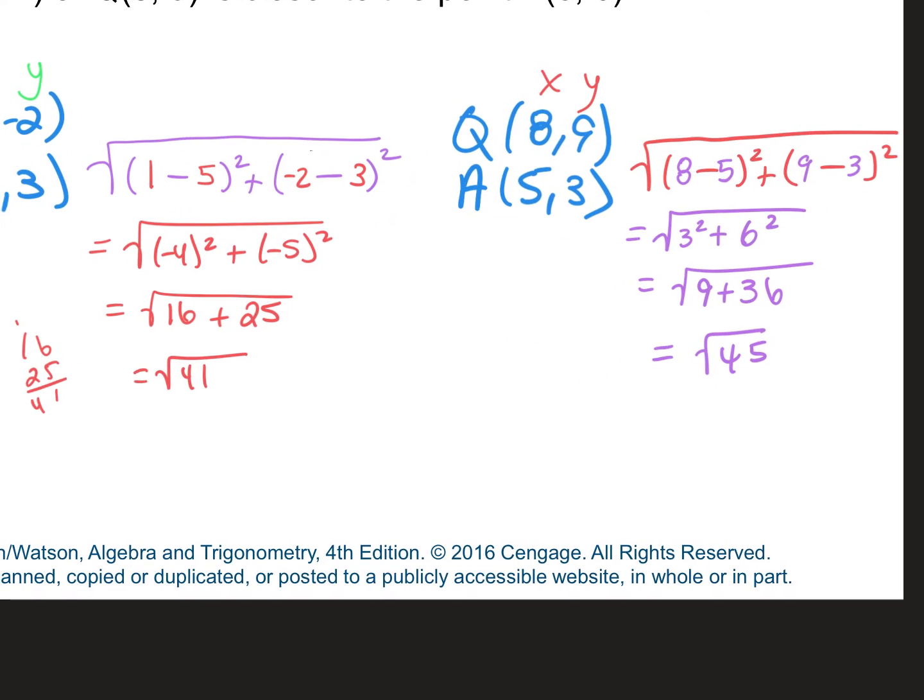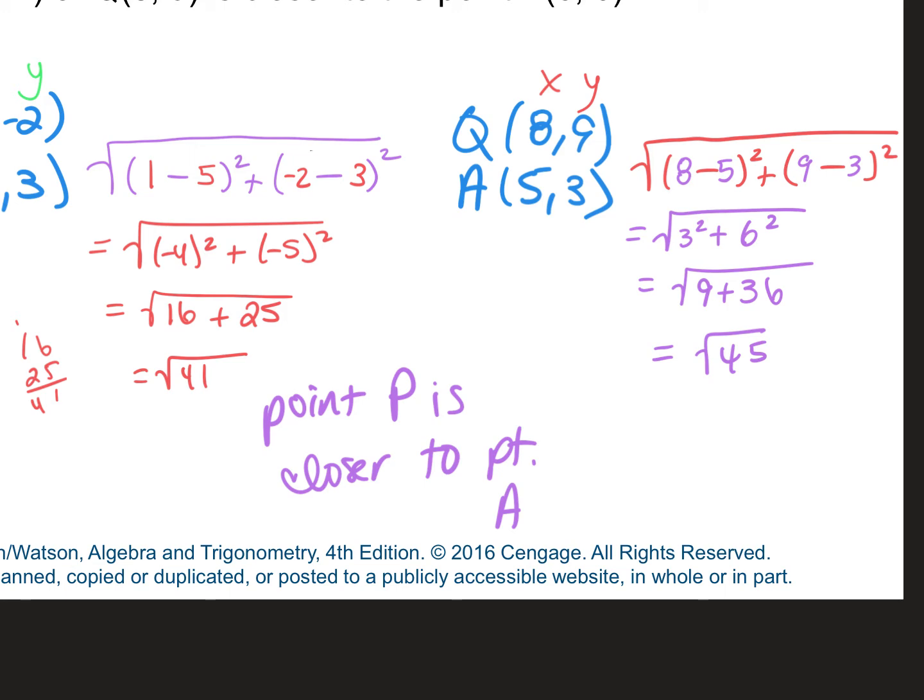Do you guys know the square root of 41, or do you know the square root of 45? No, but which number is smaller? 41, right? So the square root of 41 is smaller than the square root of 45. So you would say that point P is closer to point A. But you'd have to do all that work to show me that.